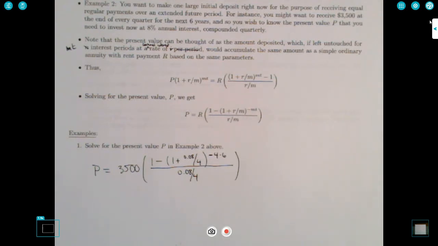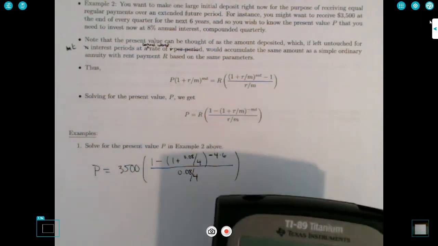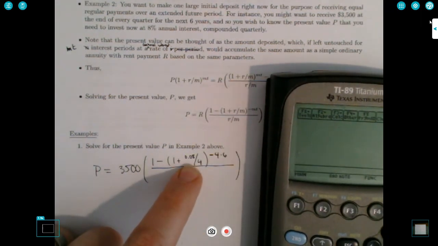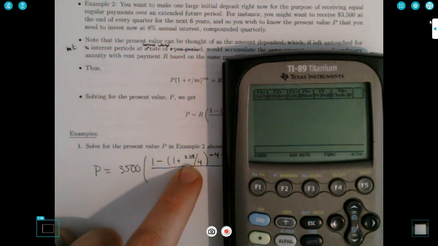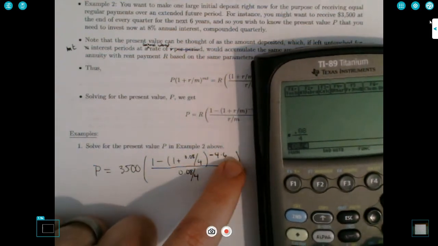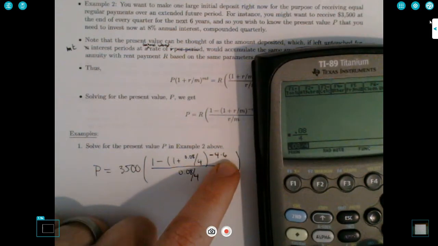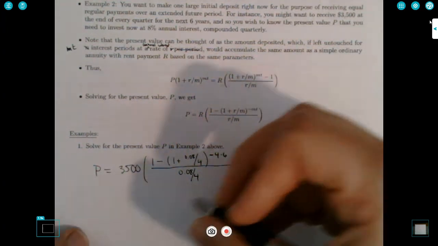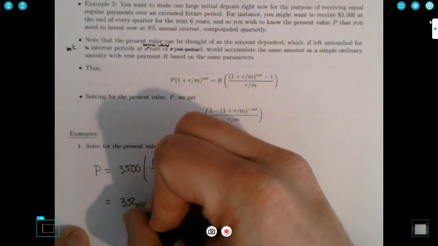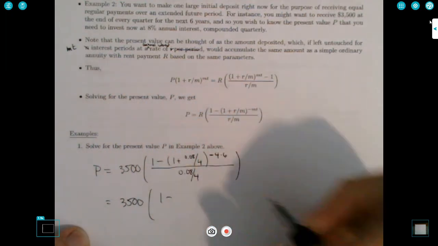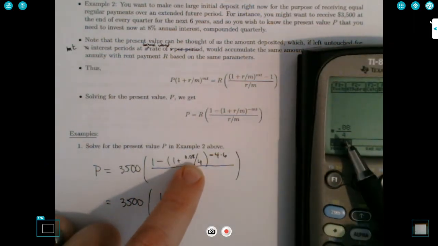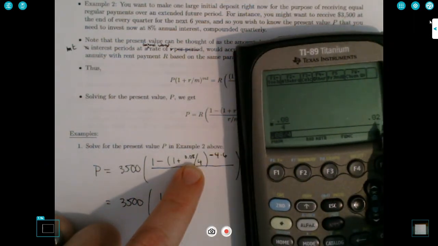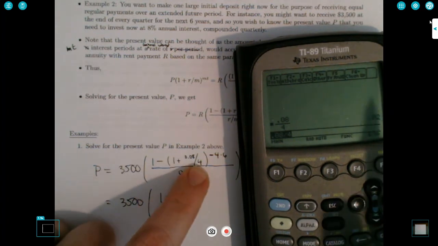One thing that you could do is do this in pieces. So for example, you might do the 0.08 divided by 4 first, and that's 0.02. You might also do 4 times 6, and get 24. And if I do that, then this gets a little bit easier, right? Because I can just call it 3,500 times 1 minus, well, 0.08 divided by 4 was 0.02, right? And if I add 1, that's going to be 1.02.